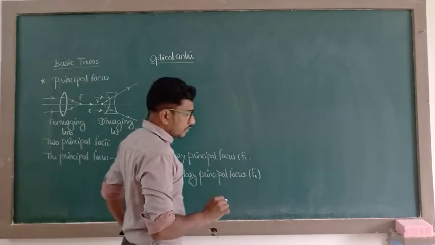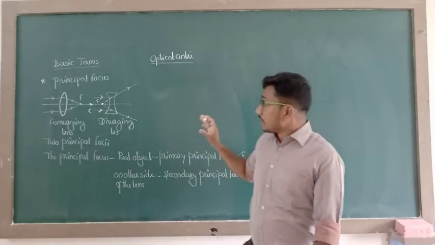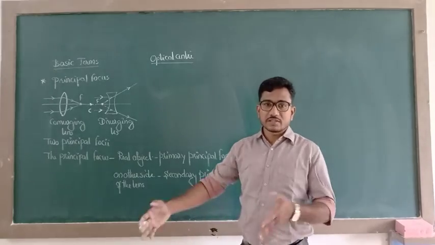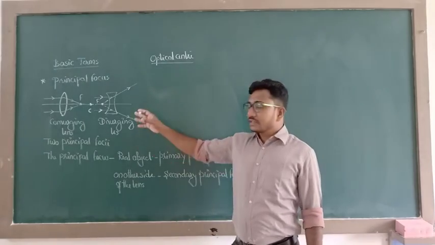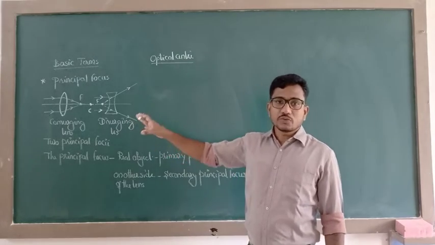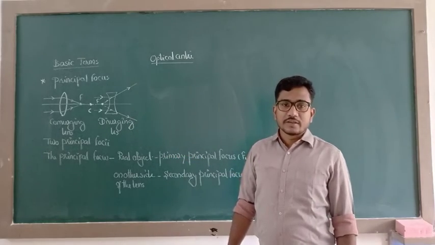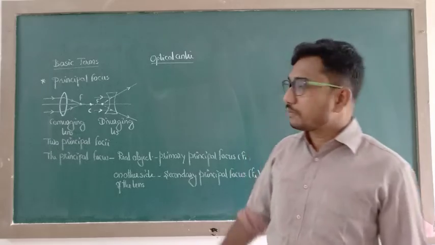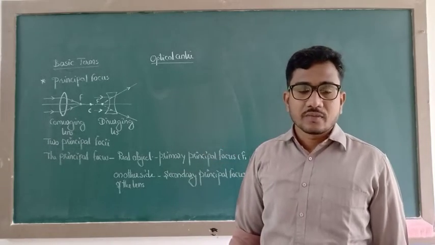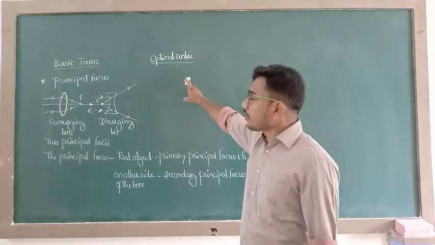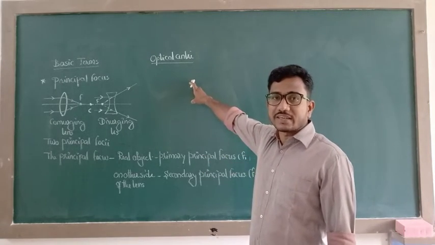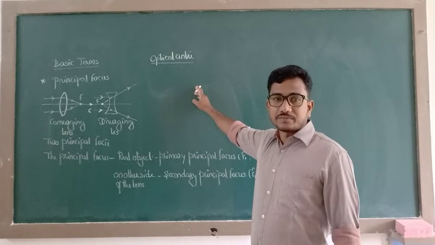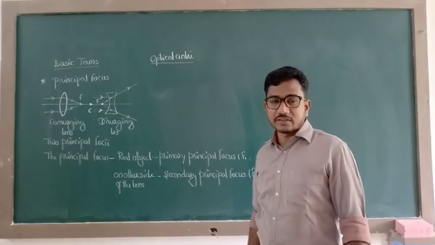Till now, pole is familiar for us. According to Cartesian sign convention, all distances are measured from the pole. But in case of a lens, it is bounded by two surfaces. Therefore, it is not possible to consider the pole as the reference point to measure all the distances. So we are going to consider the optical center to measure all the distances like focal length, object distance, image distance. And what is the meaning of this optical center?